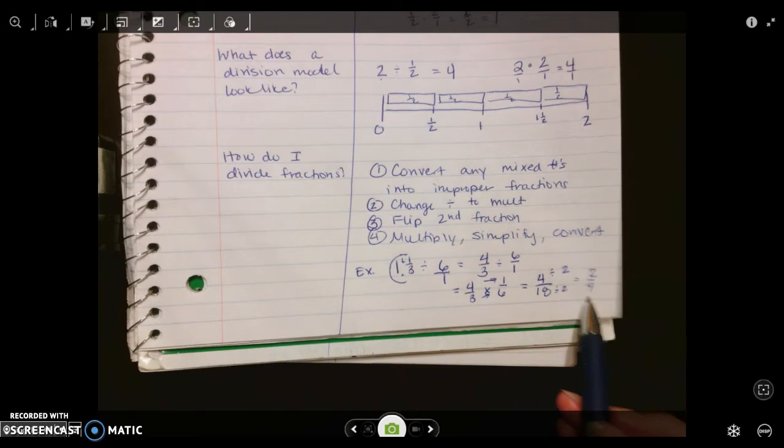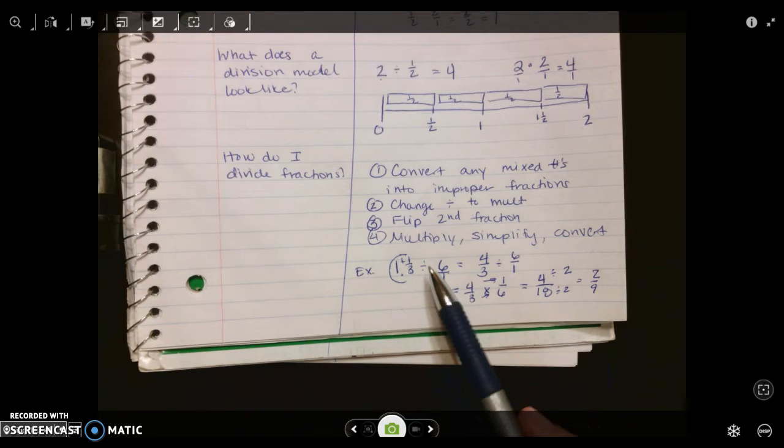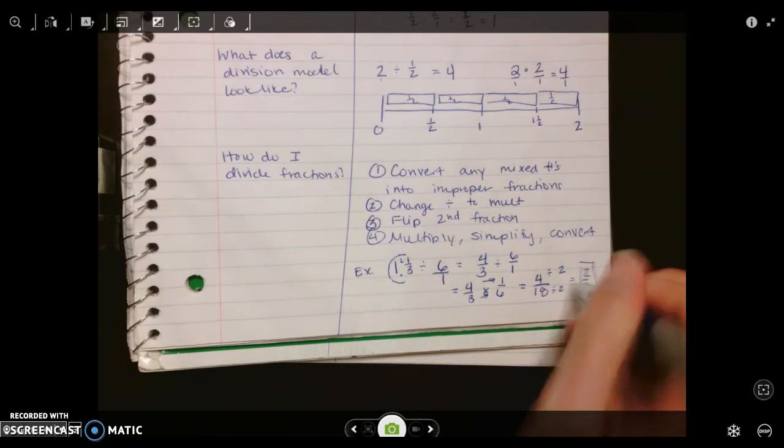And notice how I was right. This is smaller than the original number because I'm taking something small, seeing how many large groups can fit into it, and that's not even going to be a whole one. So there you go. That is how you divide fractions.